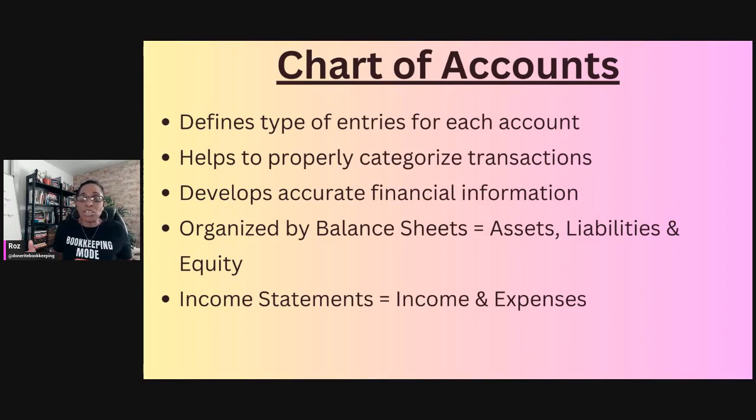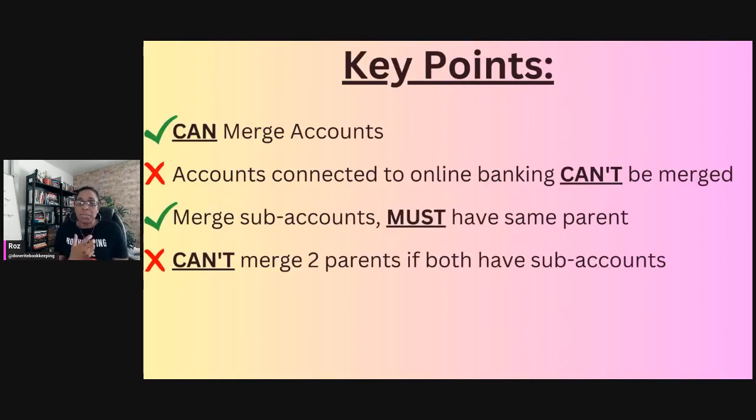It develops accurate financial information, because if everything is categorized correctly, the output is going to be accurate. It's organized by balance sheet: the assets, liabilities, and equity. The income statement is also organized and accurate because your income and expenses are categorized through your chart of accounts accurately. So, some key points that you want to be aware of.